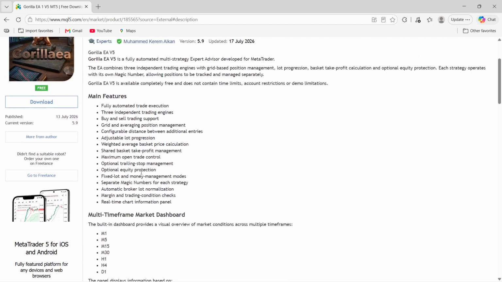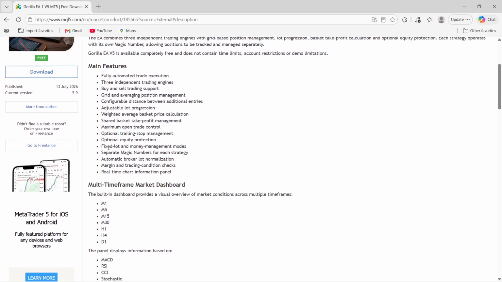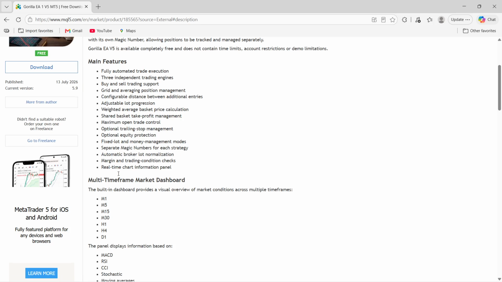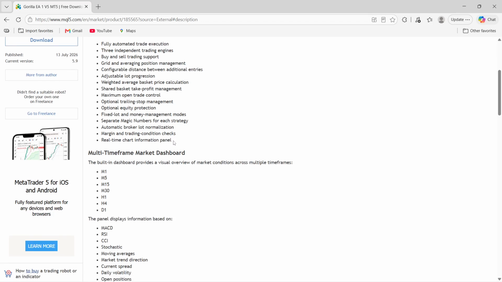So, we've already spoken about some of the main features: fully automated trade execution, independent trading engines, three of them, buy and sell trading support, grid and averaging position management, configurable distance between additional entries, adjustable lot progression. We also have the fixed lots and money management modes, separate magic numbers for each strategy, automatic broker lot normalization, margin and trading condition checks, and a real-time on-chart information panel.